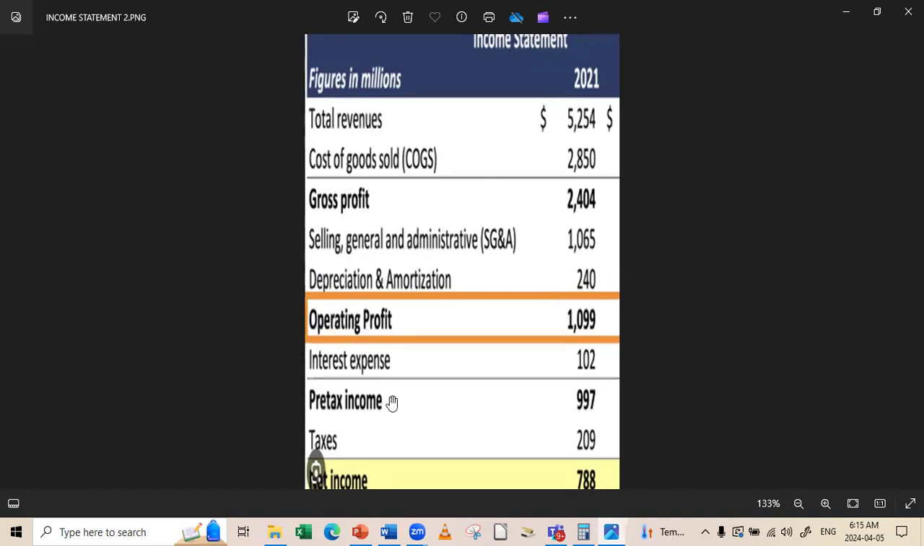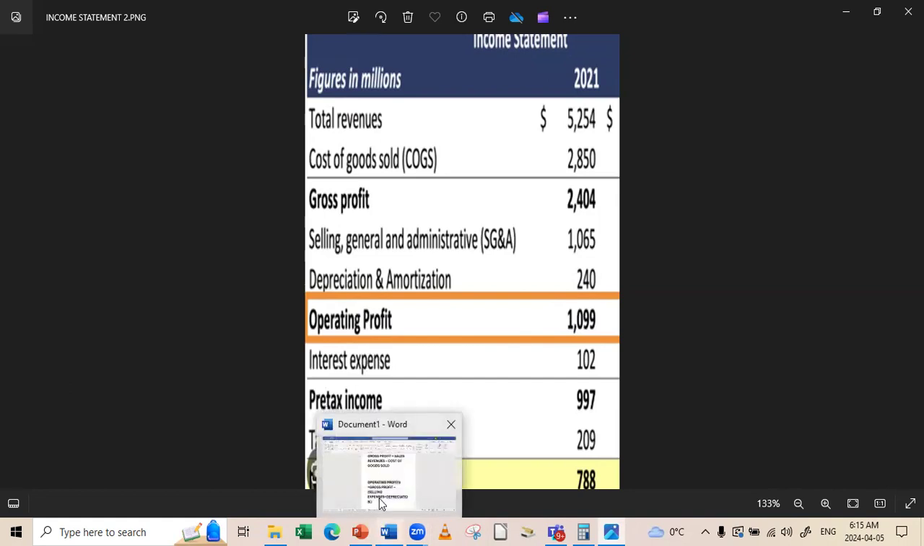Then to reach pre-tax income, or income before tax, will equal the operating profits, which is 1099, minus the interest expenses. That will give me pre-tax income.